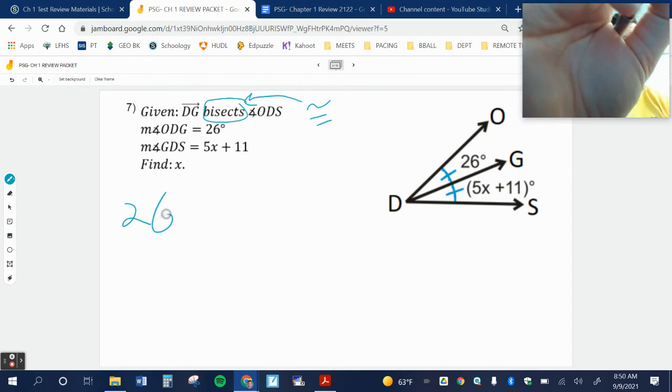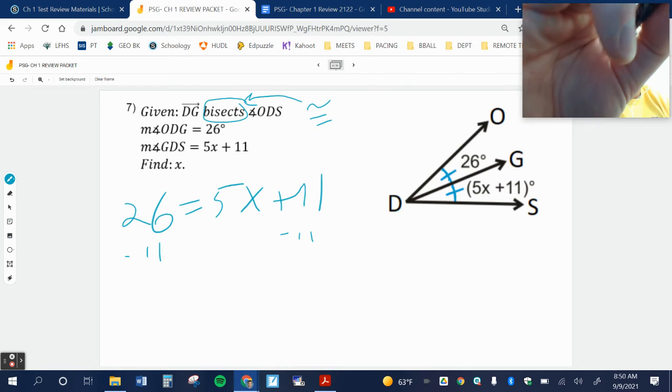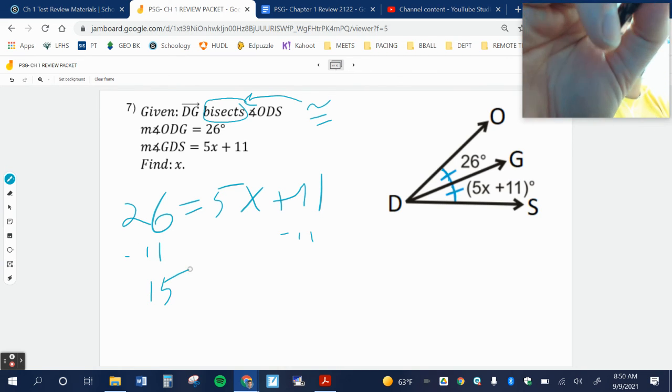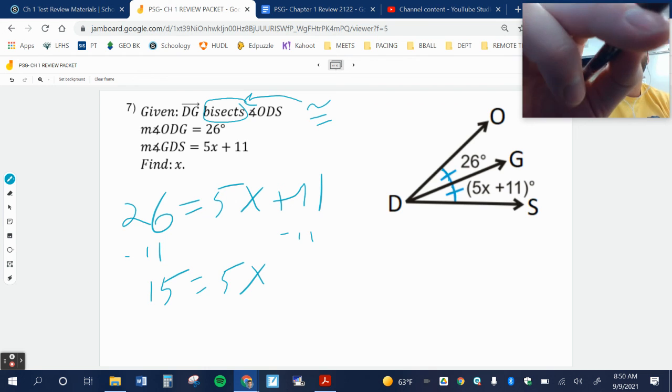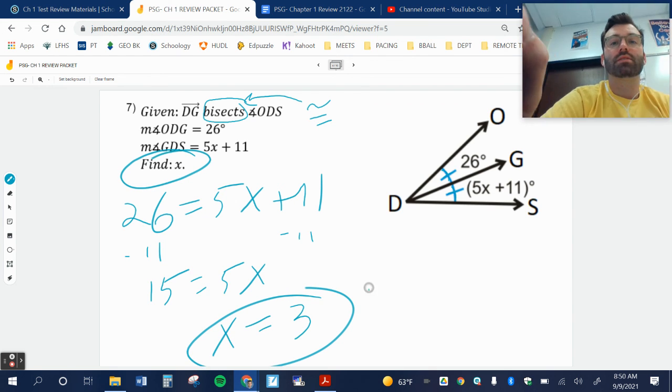So that means I set these equal to each other and solve. Subtract 11. So that's what? 15 equals 5x. Divide by 5, x equals 3. And I just wanted you to find x, so we're done.